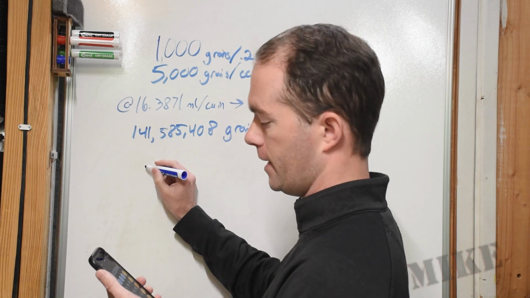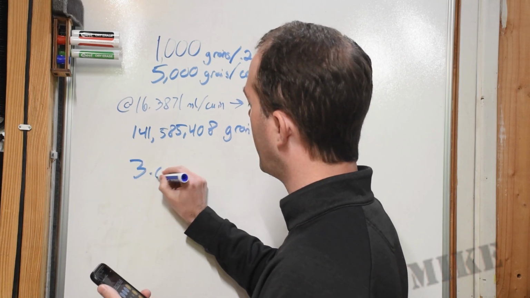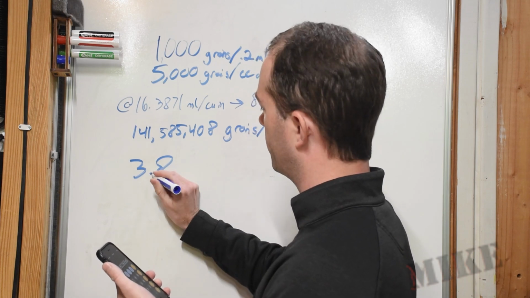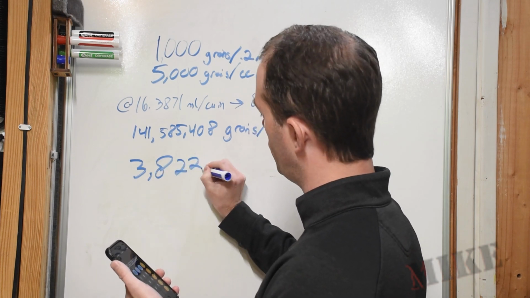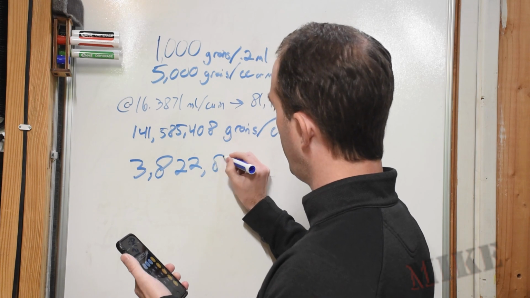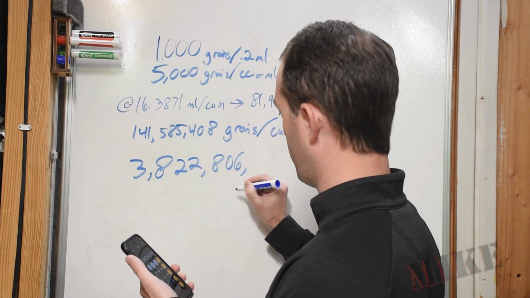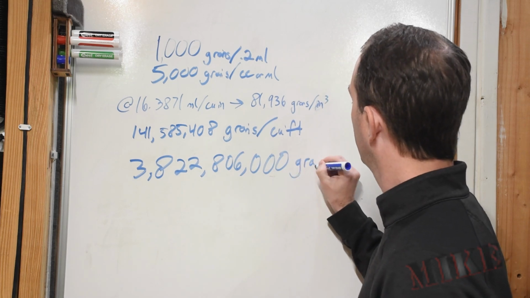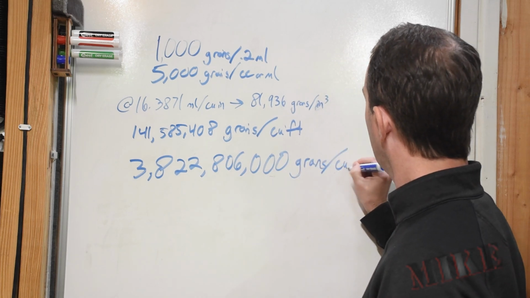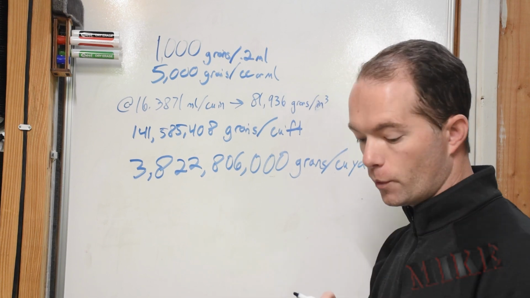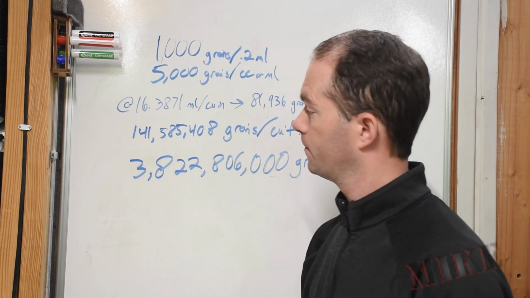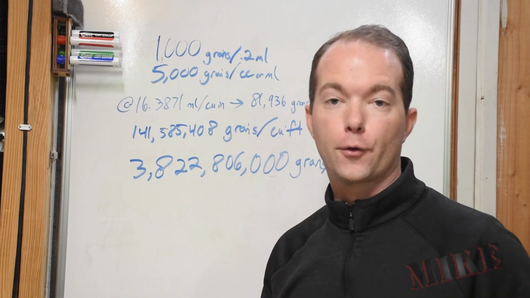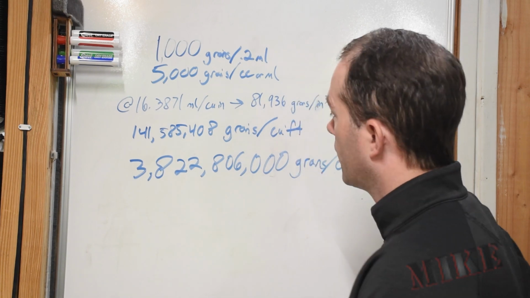Oh boy, here we go. E9. 3.8 billion. We can go ahead and do the commas. 822, comma 806, comma 000 grains per cubic yard. Okay, and we'll stop at cubic yards because the whole 9 yards would be that times 9 if you're going to get one concrete truck full of sand off the beach.